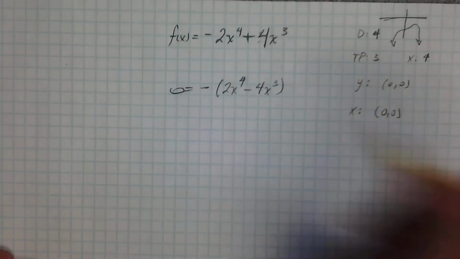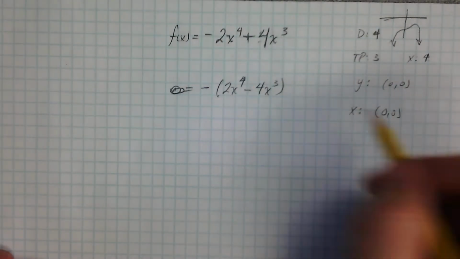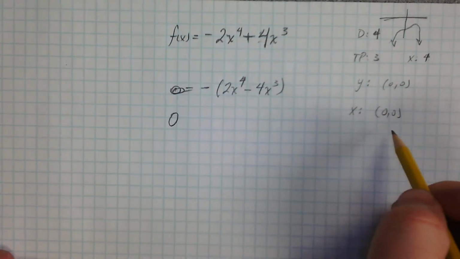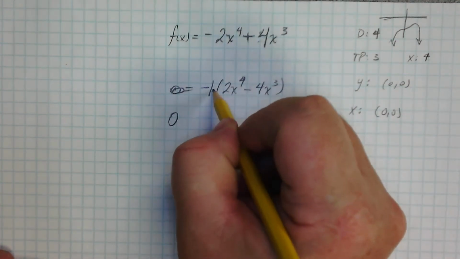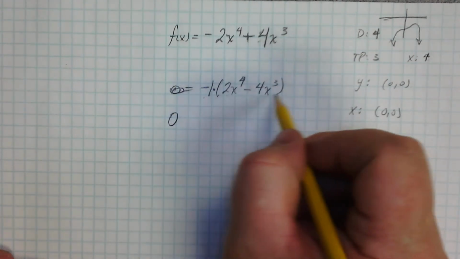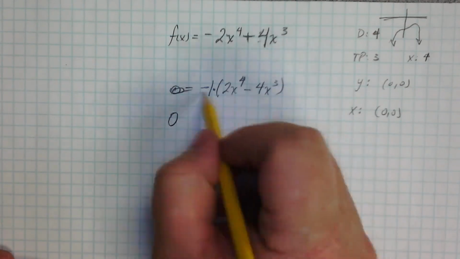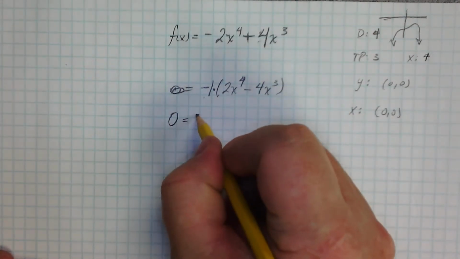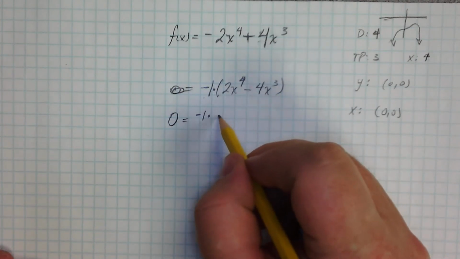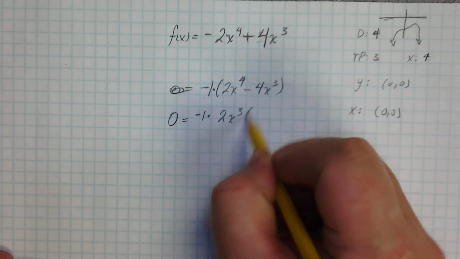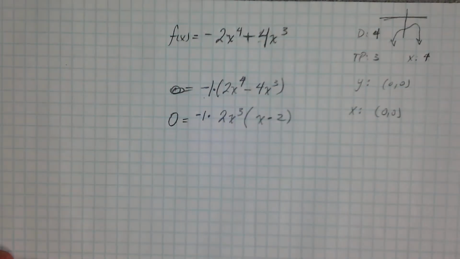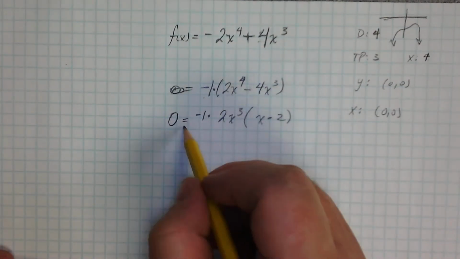So you set the equation equal to 0, and then you try to factor it. We take the negative out because that's going to make things easier. As far as the x-intercepts, it doesn't matter what that negative 1 is, because we're figuring out what this has to be equal to 0. Now I can take out a 2x cubed, and I'd be left with x minus 2. So here are our three factors.